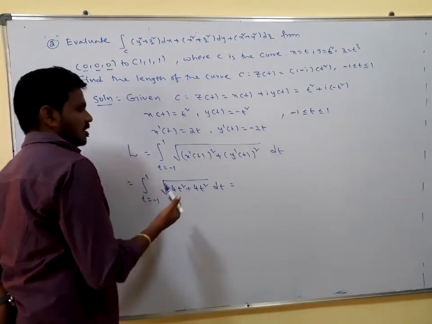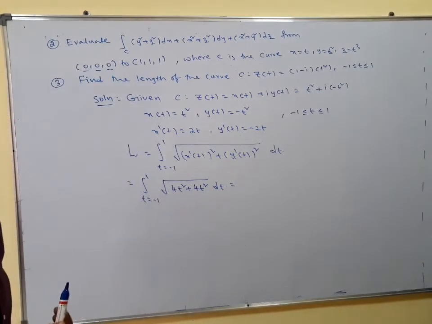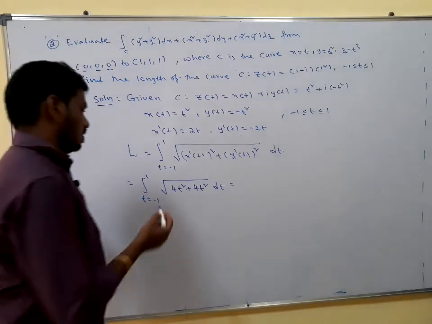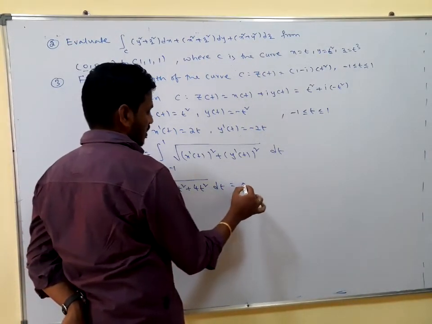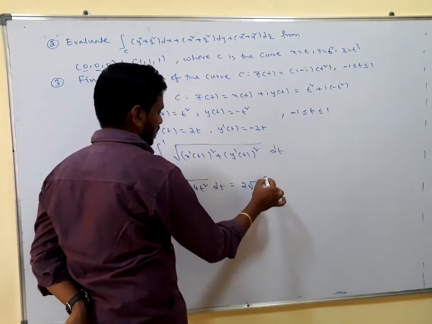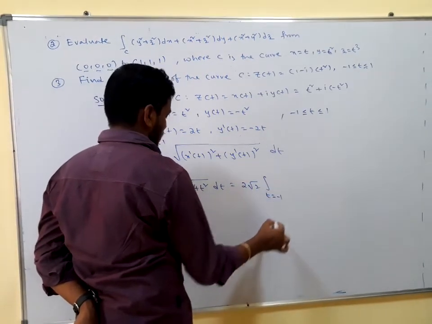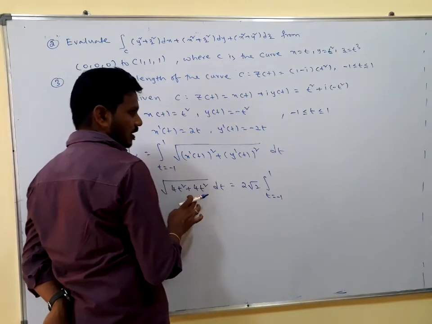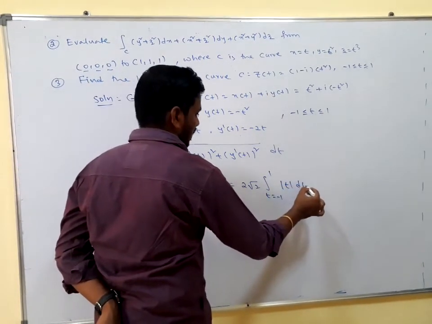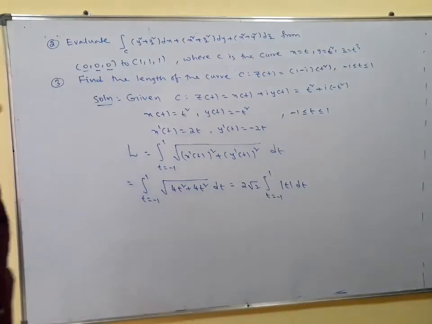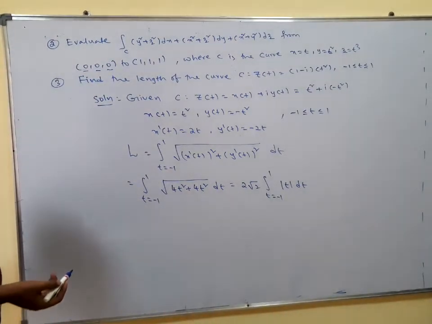Here this can be written as 4t square plus 4t square, which is 8t square. The square root of 8t square is 2 root 2 root t square, and the square root of t square is nothing but t. So 2 root 2 into the integral of t from minus 1 to 1. Here I am going to take mod t dt. From 0 to 1, no problem, no need to take that, only t is positive.